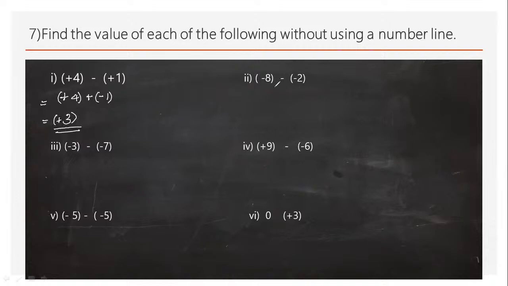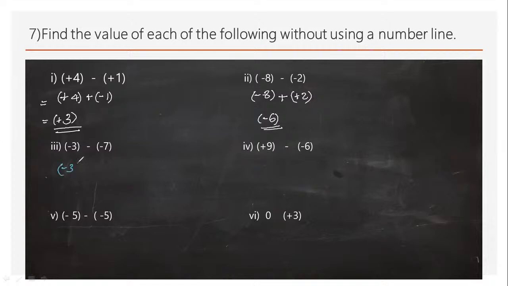Next question. Question number 2. Minus 8 plus, here the additive inverse of minus 2 is plus 2. Now take the difference of this. The difference is 8 subtract 2, 6. This one contains minus, so the answer is minus 6. And next question.